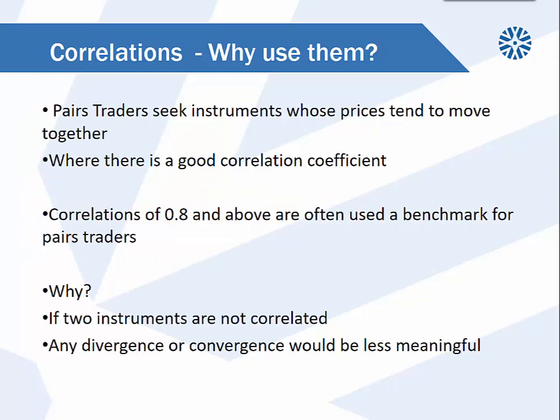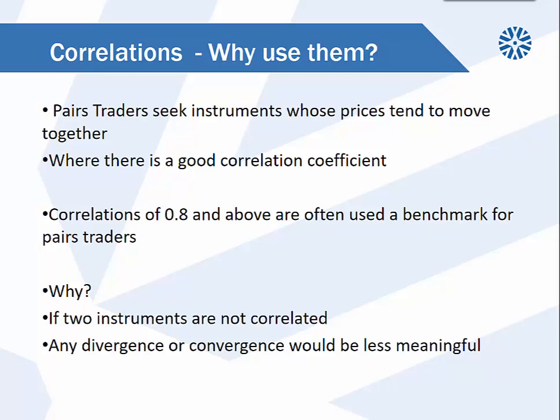So when they start to build ideas around the currency correlations they see, pairs traders are looking to seek instruments whose prices tend to move together. What they're looking for is a good correlation coefficient. And as a rule of thumb, correlations above 0.8 are often used as a benchmark for pairs traders. They're always looking to see where there is a good correlation above 0.8.